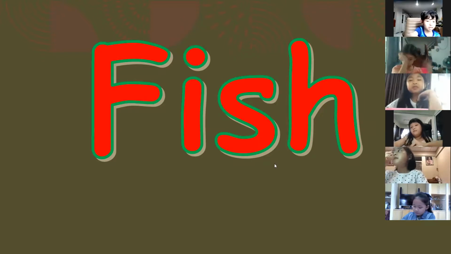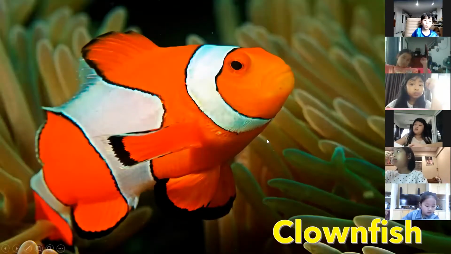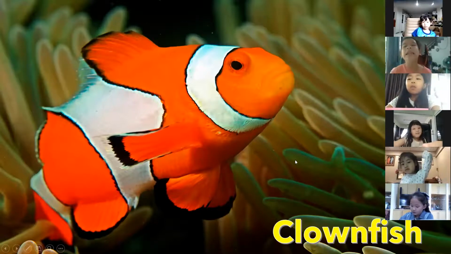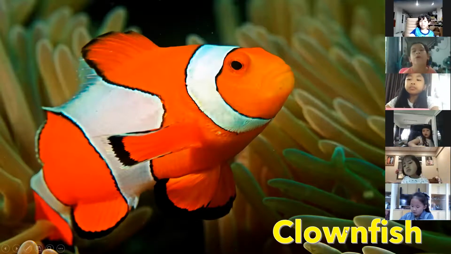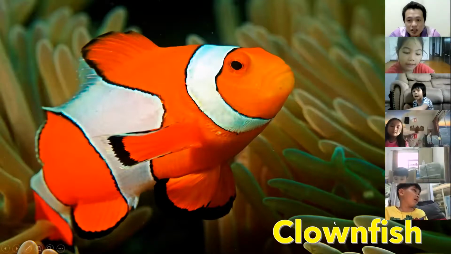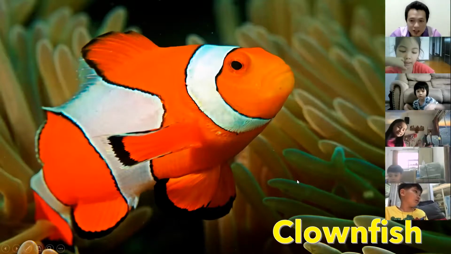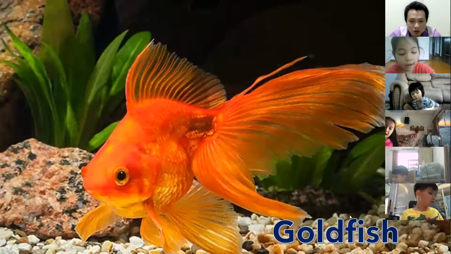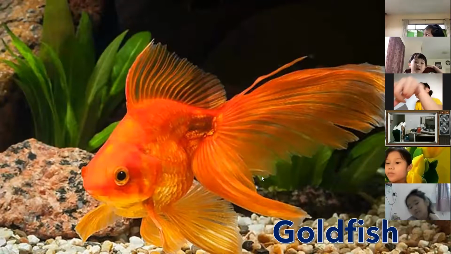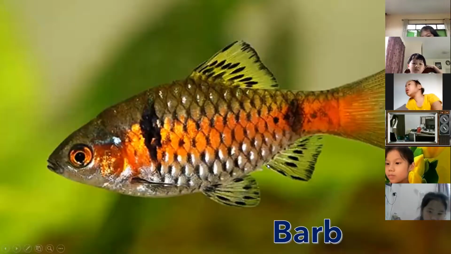Okay, thank you. Now let's proceed to this one. Clownfish. You know what is clownfish? Yes, it's an example of a fish as well. Of course, because from the name clownfish, this is an example of a fish. The next one, we have a goldfish. Goldfish has scales, fins, and tail.